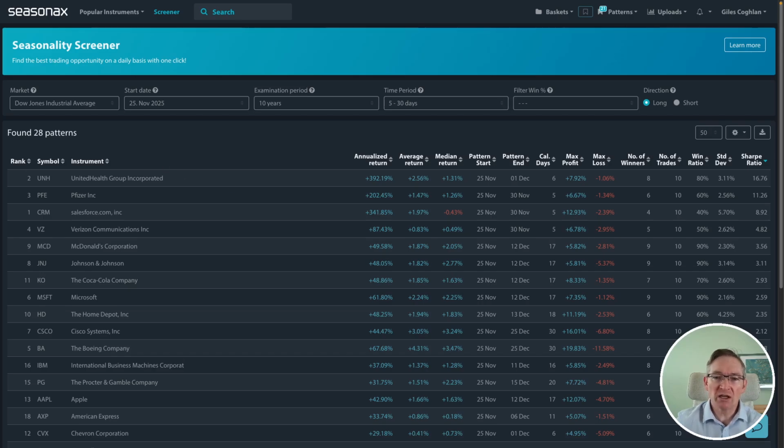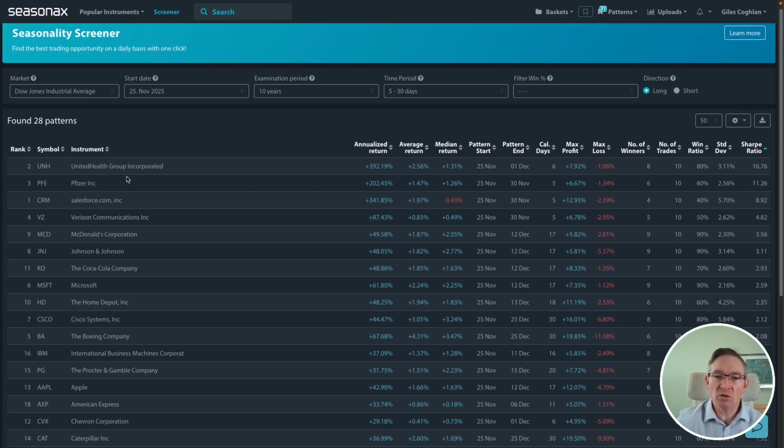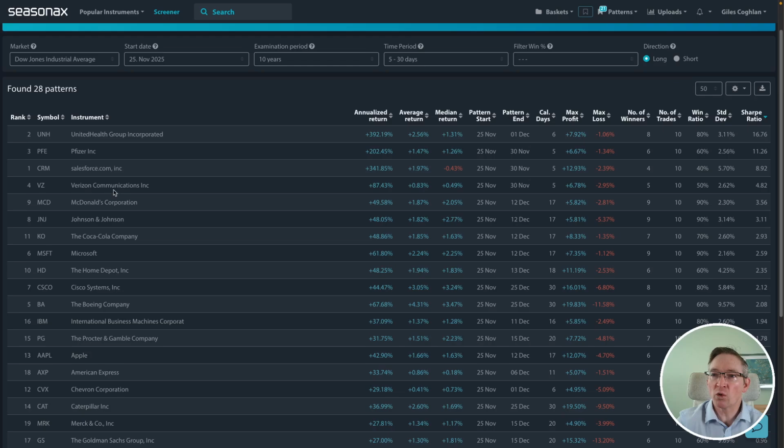So what does the screener do, first of all? Well, the Seasonax Screener allows you to scan an entire market and instantly identify the most statistically robust seasonal patterns. So instead of checking symbols one at a time, Seasonax will check all the symbols together and rank all the instruments for you based on historical performance, consistency, and risk-adjusted returns. So let me just talk you through how to use it.